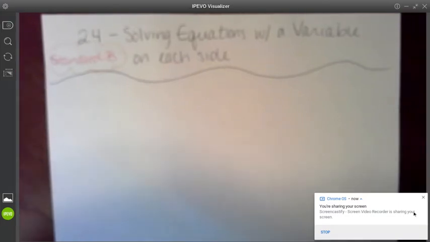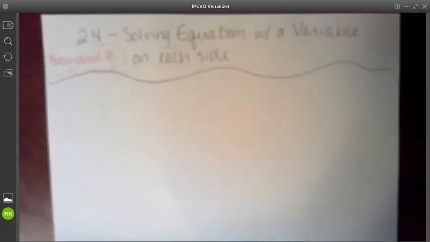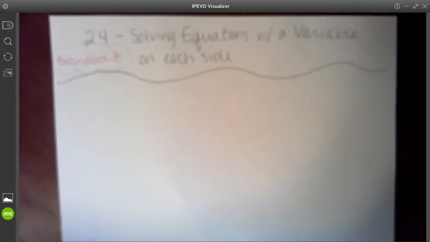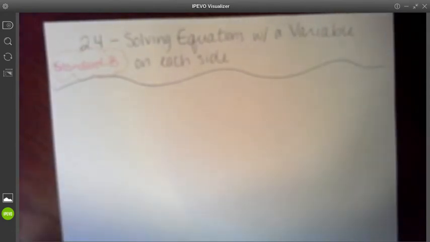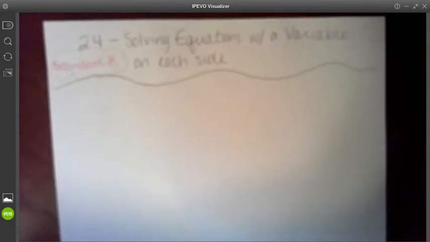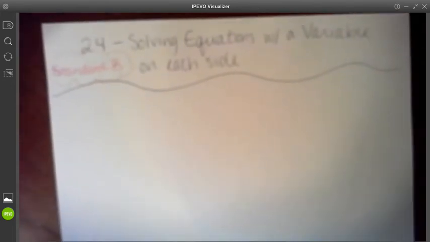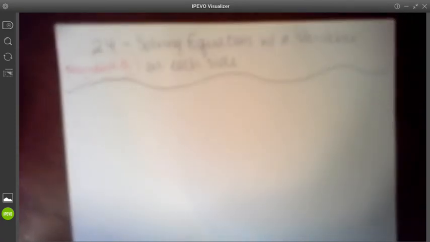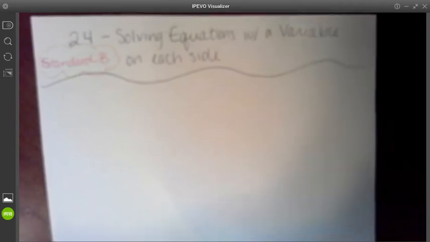All right. Oh, this is not focused. I'll try to get it focused. But we are going to be talking about 2.4, still standard B, and we'll be solving equations with the variable. Why can't I get this to focus? This is not good. What in the world? Oh, come on.